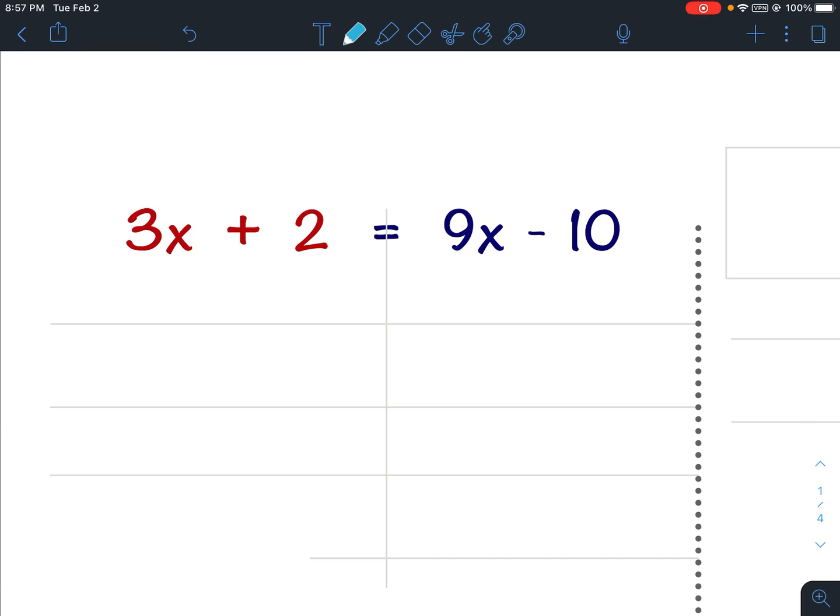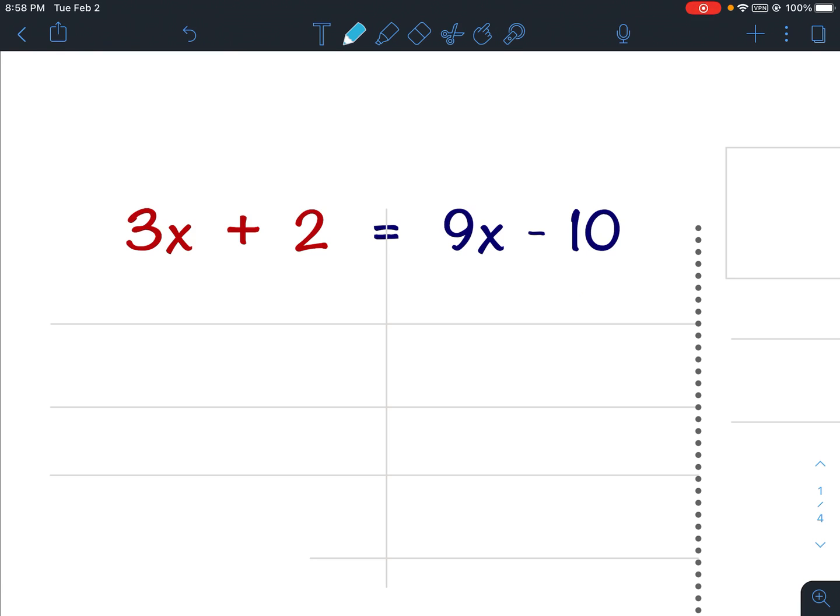All right. This is a multi-step equation. Now, there's no parentheses, so there's no distributive property. Can I combine any like terms on this side? No. Can I combine any like terms on this side? No. So that's steps 1 and 2.